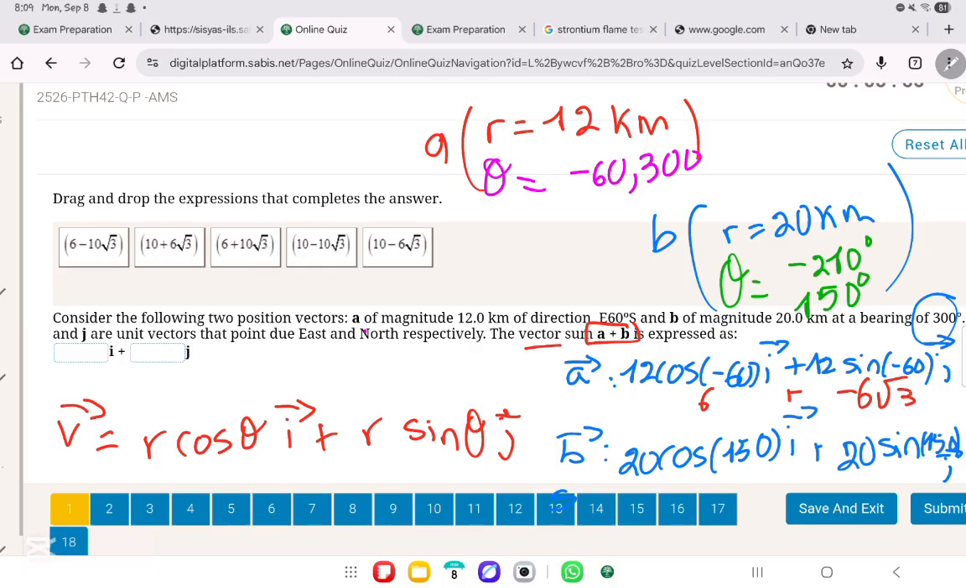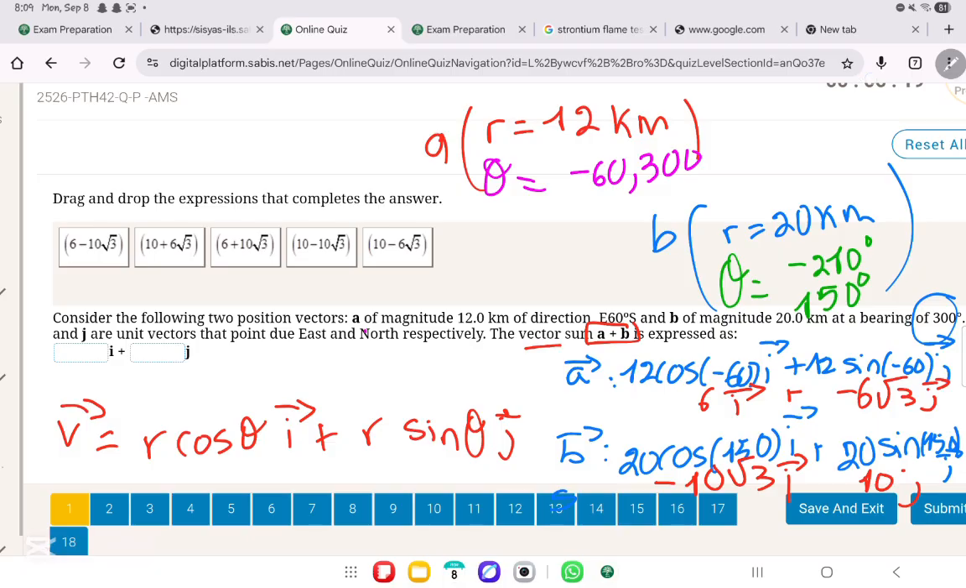Now if we substitute 20 cosine 150, we will get an answer which is minus 10 radical 3. And if we substitute 20 sine 150, you will get an answer of 10. Now, this is 6i plus minus 6 radical 3j, minus 10 radical 3i plus 10j.